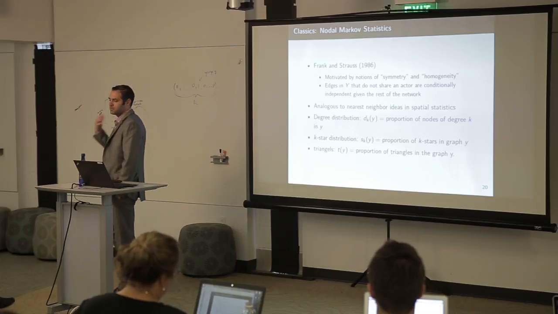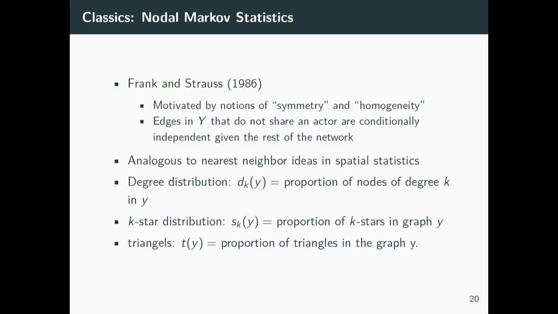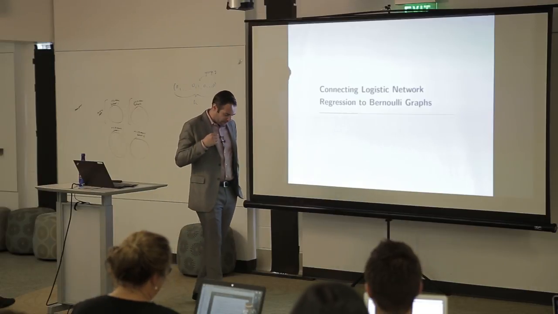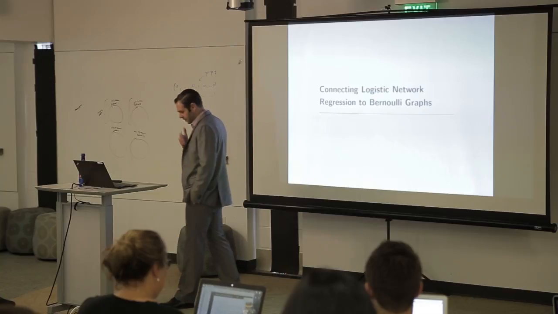After that comes Frank and Strauss's nodal Markov statistics. This allows us to get even more issues of symmetry and compress the model. It turned out these didn't work very well for any social data, so I'm basically just going to skip on. Okay, had this brief history lesson.